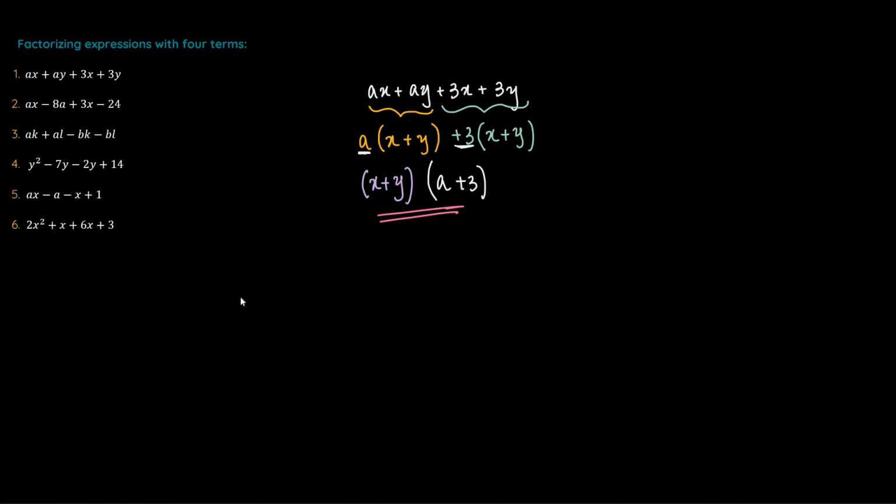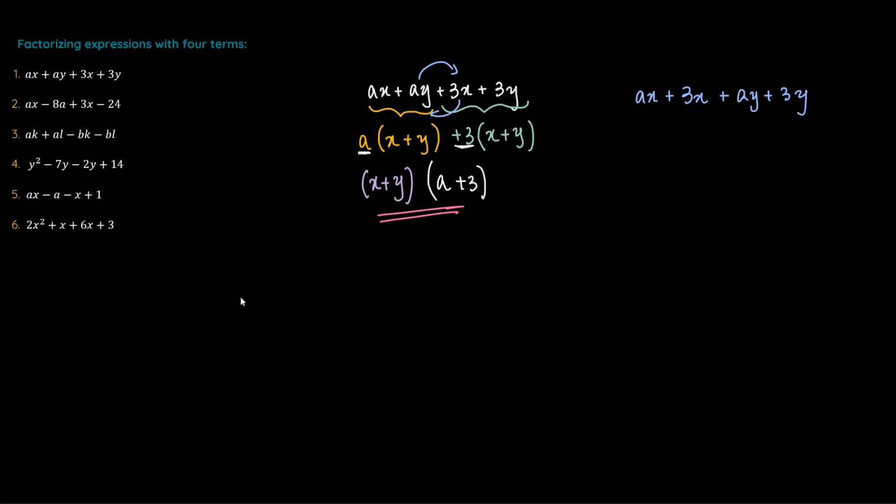One more thing is that you don't need to always pair it the same way, like the first and second term together and the third and fourth term together. You can also try out different ways. So I'm going to try out by swapping the terms and see if I can get the same result. So what I'm going to do is I'm going to put ay here and 3x here, and I'm going to rewrite the question as ax plus 3x plus ay plus 3y.